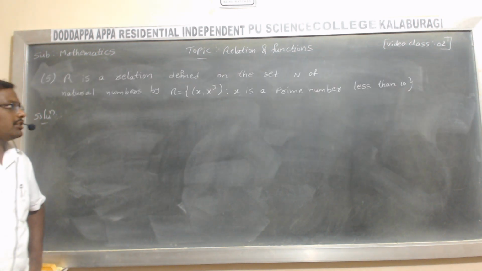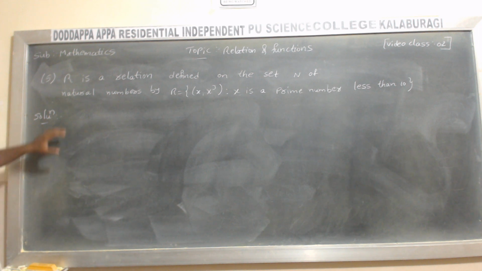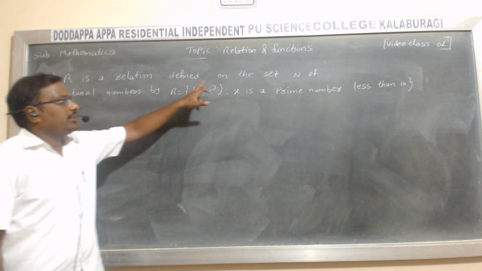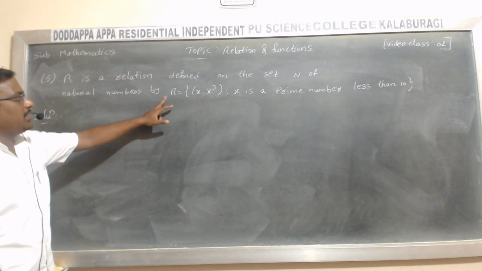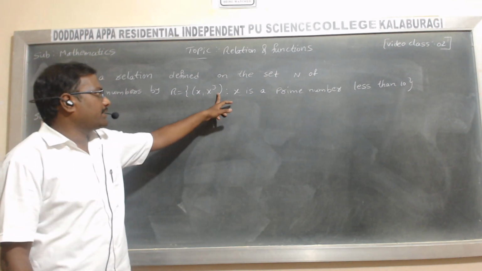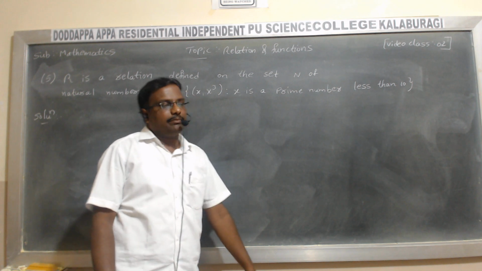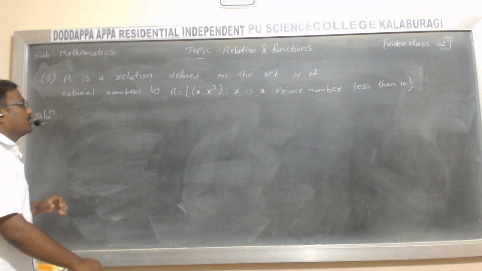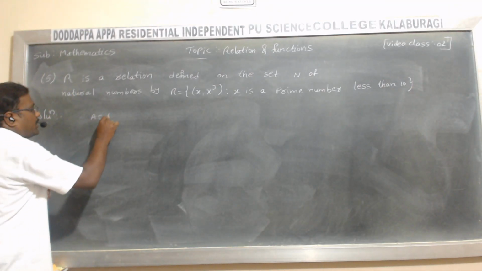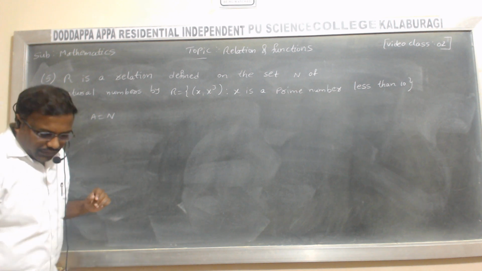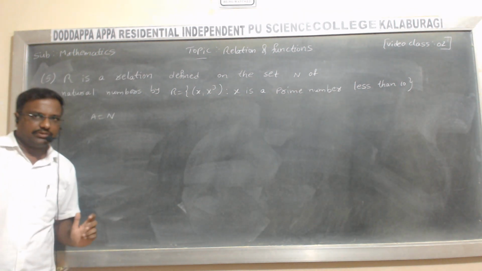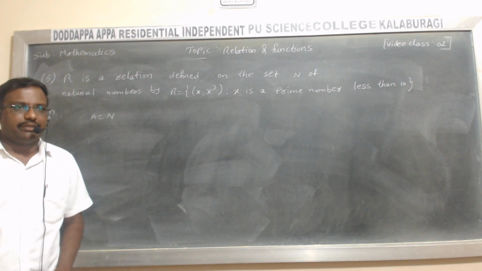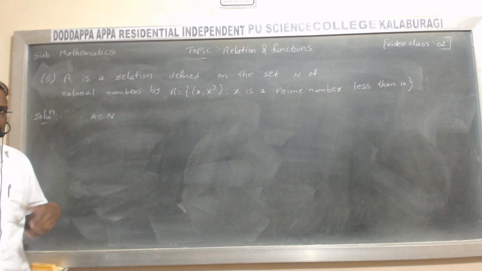Okay. So another problem, same method. Here what is the given? R is the relation defined on the set N of natural numbers by R is equal to x comma x cube such that x is a prime number less than 10. Here the A set is the natural numbers, so if you find the Cartesian product, it would be very lengthy. So that's why you can find the relation directly.